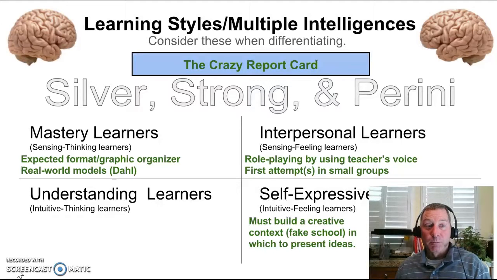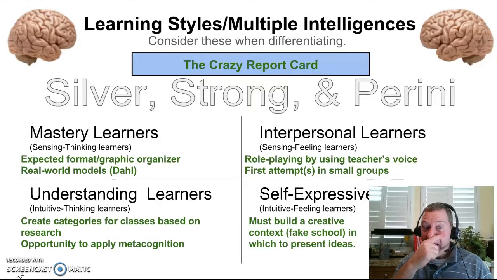I've used real world models in my instruction. I have the new Roald Dahl one that I'm going to be using this year, but that's really great for your mastery learners. And then finally, understanding learners can create those categories based on research for those that would become the fake classes. And it's also an opportunity to apply their own metacognition.